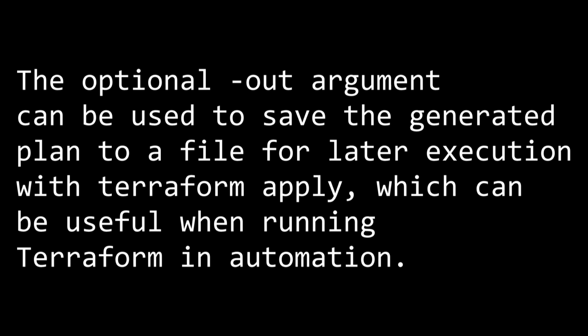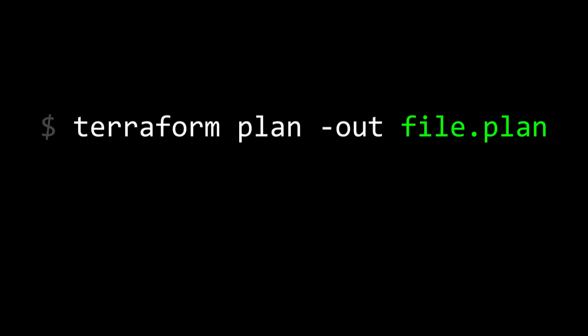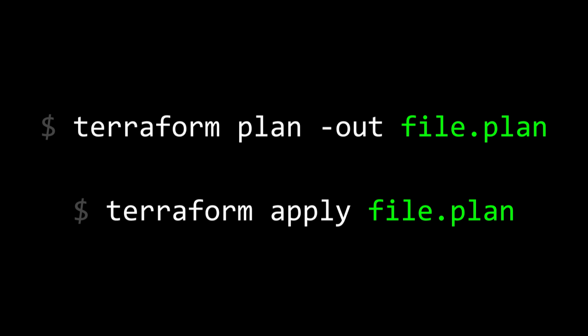But according to Terraform documentation, the optional -out argument can be used to save the generated plan to a file for later execution with terraform apply, which can be useful when running Terraform in automation. This way we can run terraform plan with the -out parameter and then use this file in the terraform apply command. Therefore, we know that only changes from the plan command will be applied, if there were any, of course.